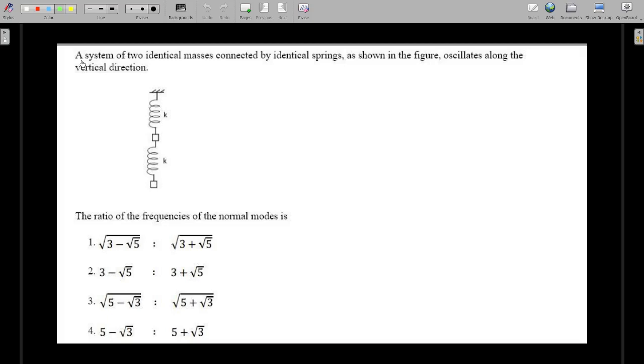Hi friends, today I will solve another CSIR NET 2023 problem. The problem is like this: a system of two identical masses connected by identical springs, as shown in the figure, oscillates along the vertical direction, and you have to calculate the ratio of frequencies of the normal modes. So it's a little bit lengthy problem, but we will proceed for the solution.